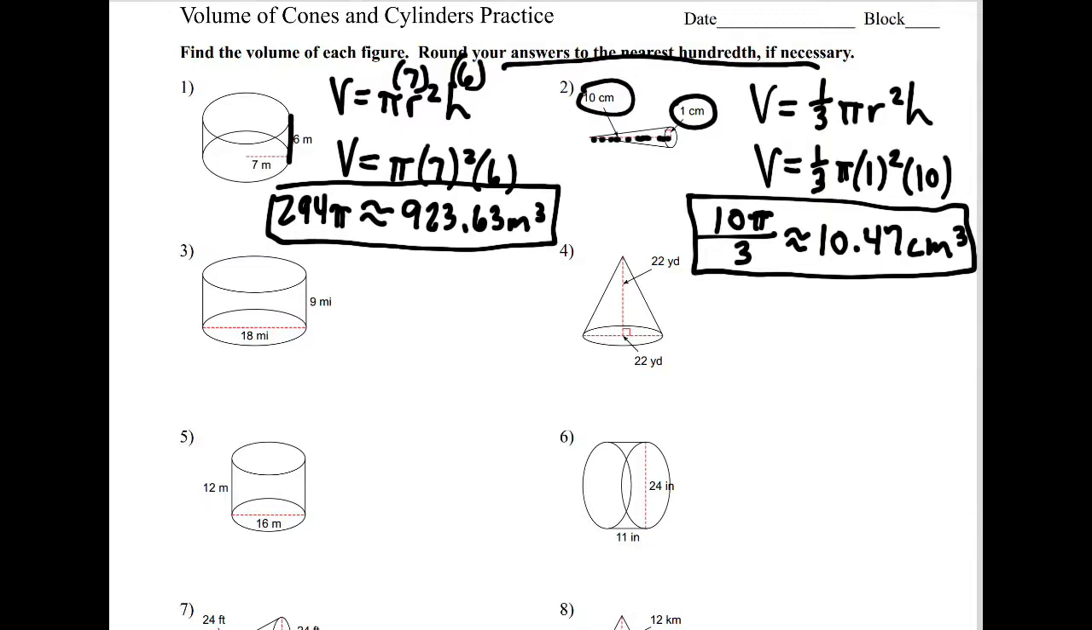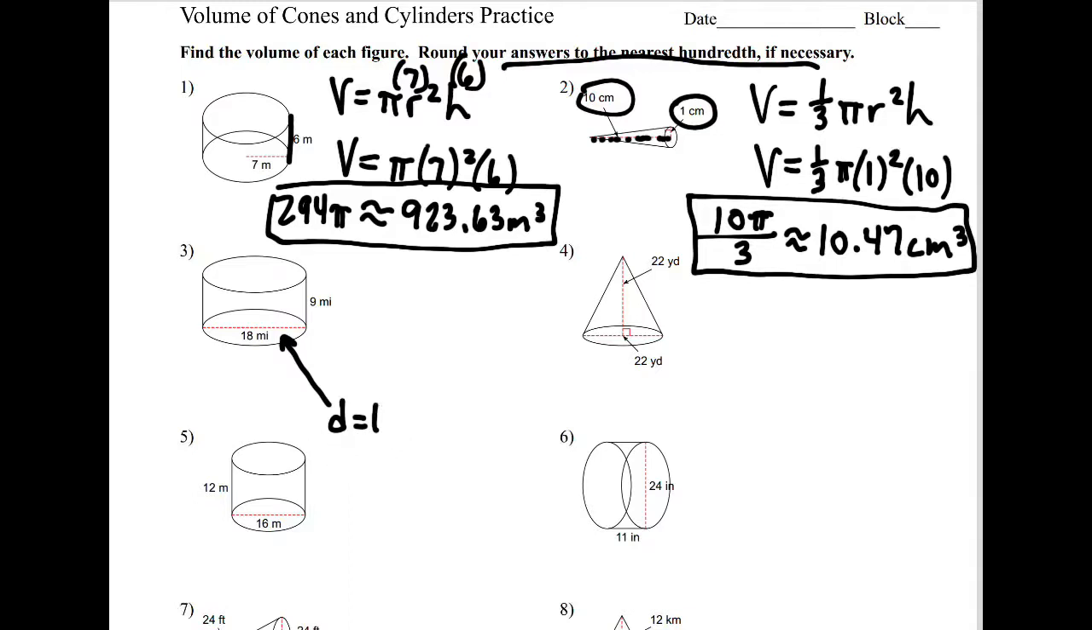I'm not going to do a whole bunch of other ones because you guys can obviously do them. They're pretty straightforward. I do want to just point out here on number 3, notice that they're giving you 18 miles, and that is the diameter. So hopefully you recognize that they gave you the diameter. So if the diameter equals 18, that means the radius equals 9. So make sure when you use the formula, you're using a radius of 9.